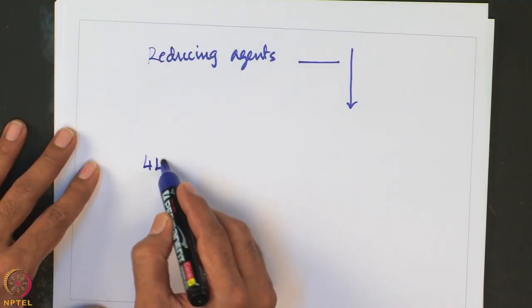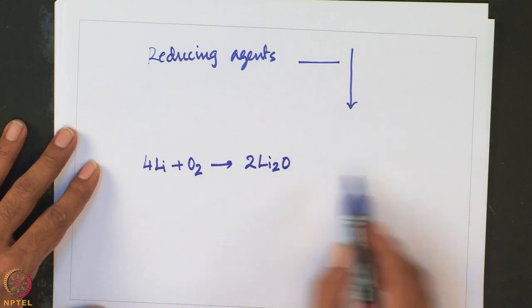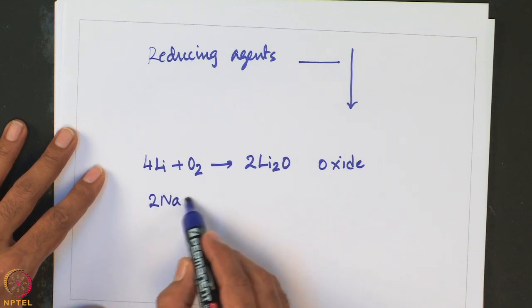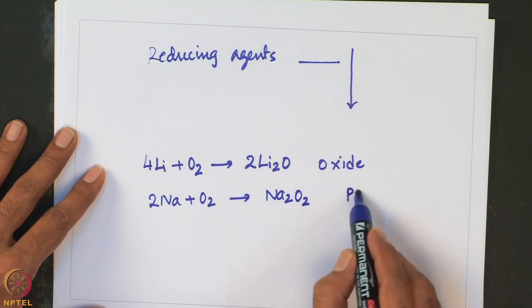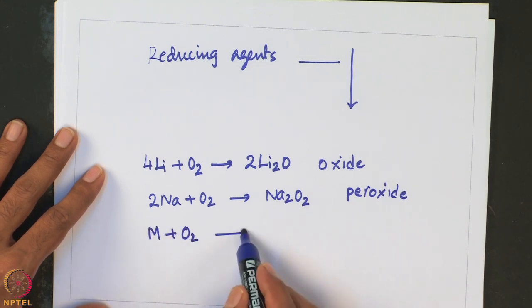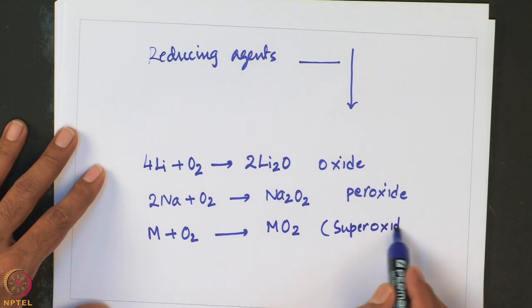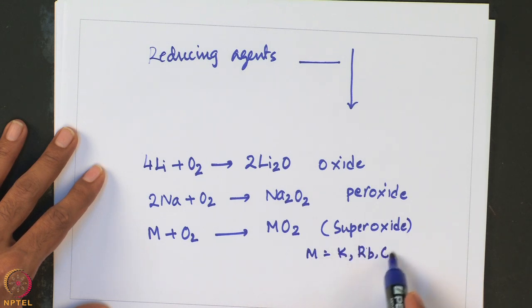So, let us look into the reaction with oxygen. For example, lithium gives the oxide, because O2 minus is there, and sodium will form sodium peroxide, so this is peroxide. And M plus O2 gives MO2, which is essentially a superoxide. Here M can be potassium, rubidium or cesium.